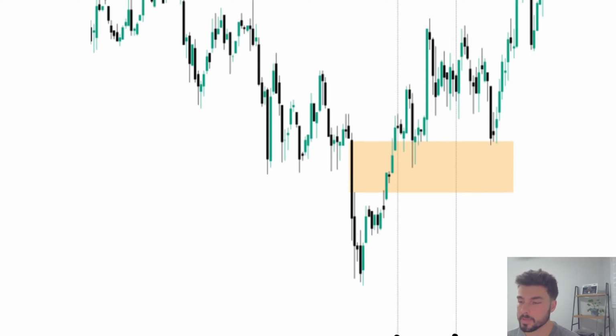Now, taking a little bit of a deeper dive into the chart here, guys, we can see the inversion fair value gap, that's in orange. And what you might notice with price action is we trade back into it here, we trade back into it here. We're using that as support.